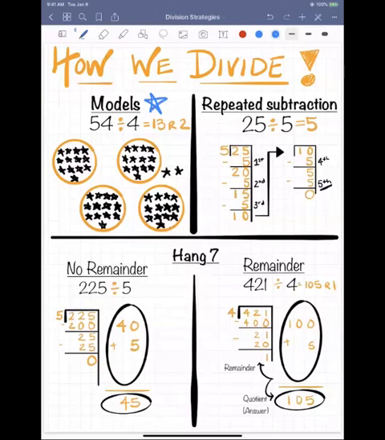Okay, when we are using models, we think of models as pictures or diagrams to help us solve what we want to solve. So if we are dividing 54 by 4, you're going to think of how many groups am I going to need? And when we are making our groups, we always look at our smaller number. So in this case, it's 4.